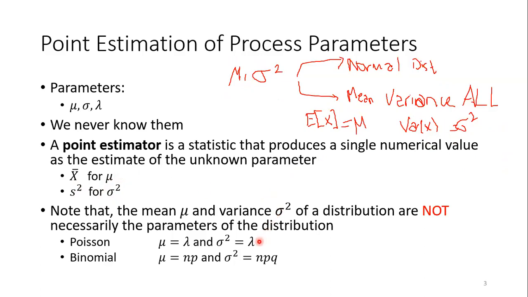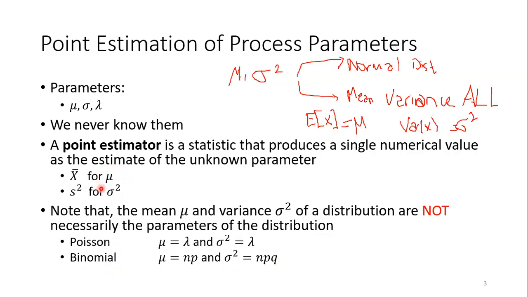So for example, for Poisson, the mu, which is the expected value of that random variable, is lambda, and sigma square, the variance of that random variable, is equal to lambda as well. So lambda is the parameter of the Poisson. Remember, for binomial, the parameters are n and p. So the expected value of a binomial random variable is n times p, right? And the sigma square, the variance of a binomial random variable, is n times p times q. Okay.